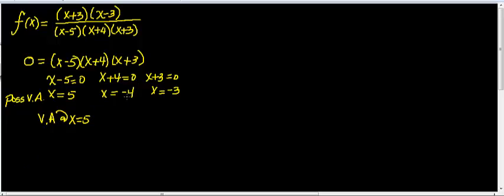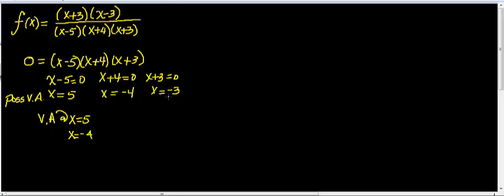Let's check our other one. This one here, negative 4. Substitute in the numerator, you don't get 0. You get negative 4 plus 3, negative 1. Negative 4 minus 3, negative 7. Negative 1 times negative 7 is positive 7. So I don't get a 0 in the numerator. Done. That means that I also have a vertical asymptote at x equals negative 4. So far I have two vertical asymptotes for this function.